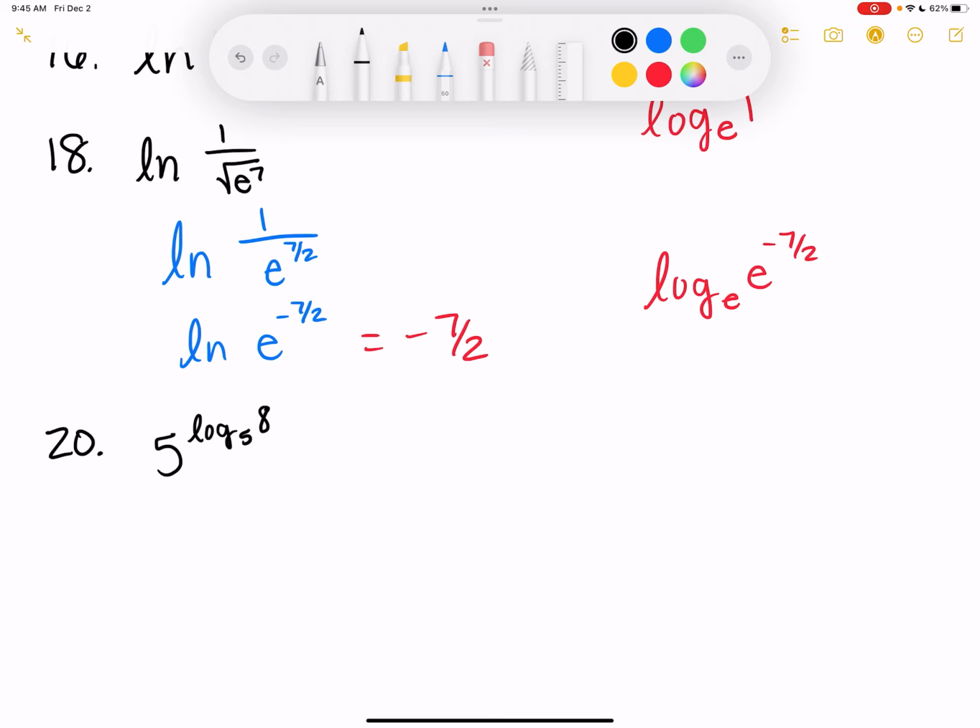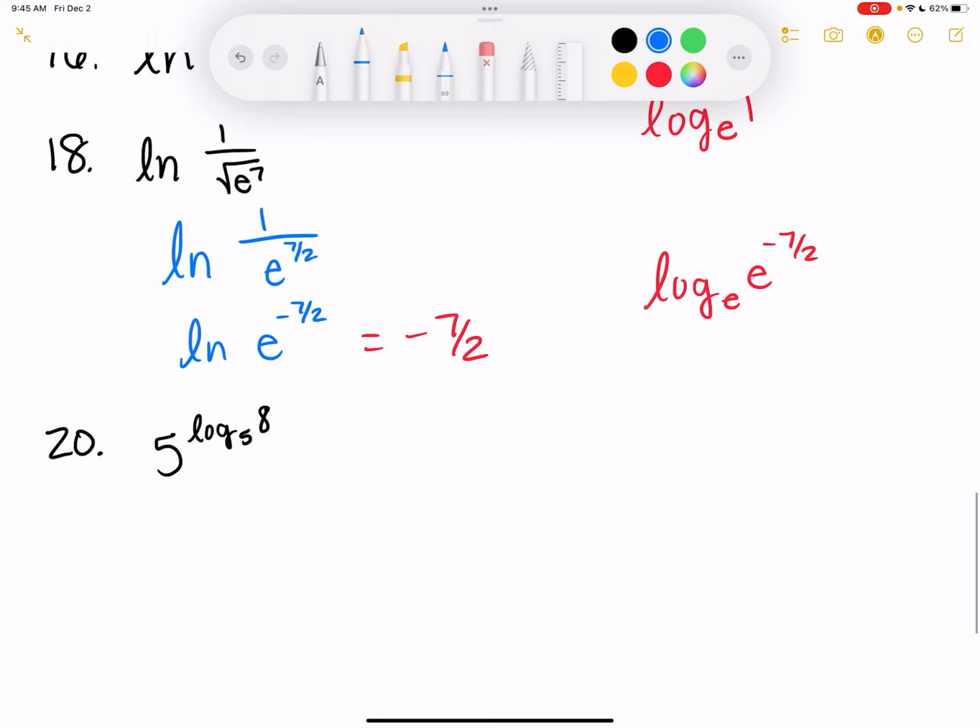Alright. 5 raised to the log base 5 of 8. Oh, that's a property. That one's easy to point out. What is it? Okay, 8. Yeah, it's 8 because it equals itself.